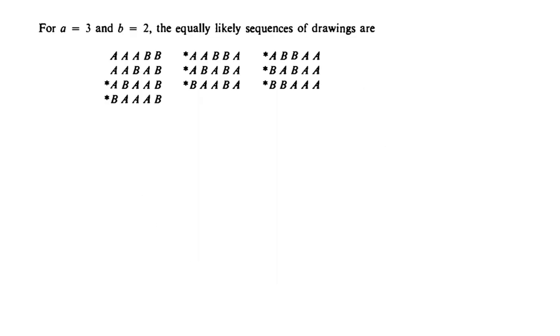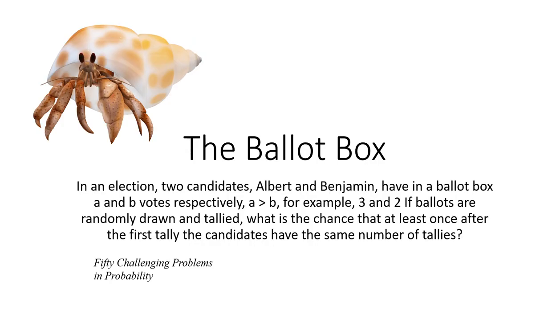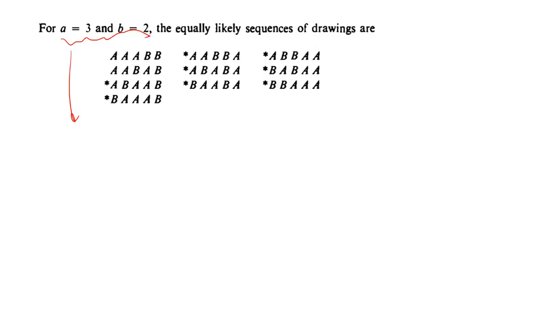Okay, so let me first explain the situation. For example, A equals 3, B equals 2, you can take all the possible sequences. So basically, these are all the possible sequences. What we're interested in is at least once after the first tally they have the same number of tallies. So this one does not have, this one does not have, but this one has, right? From here you have AB.